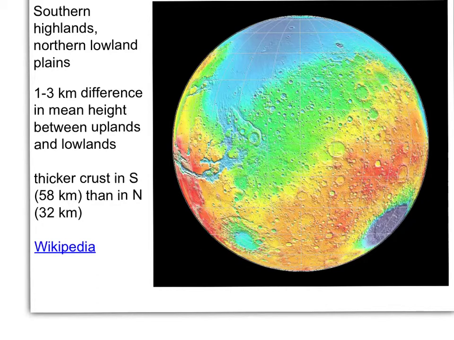This is just the MOLA data in Technicolor. The blue areas are the northern lowlands, younger. The reddish areas are the highest part of the southern highlands, the older cratered area. We also know that there's a difference in crust thickness between the two. So in the northern hemisphere, we have a thinner crust. And in the southern hemisphere, the crust is thicker.